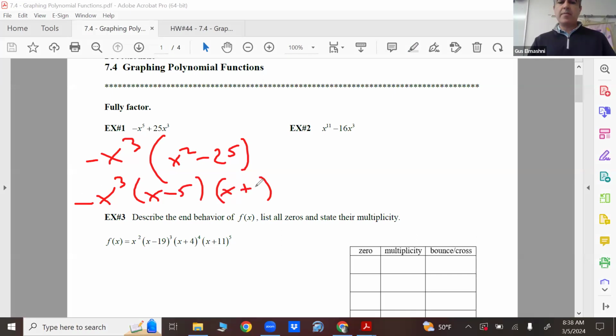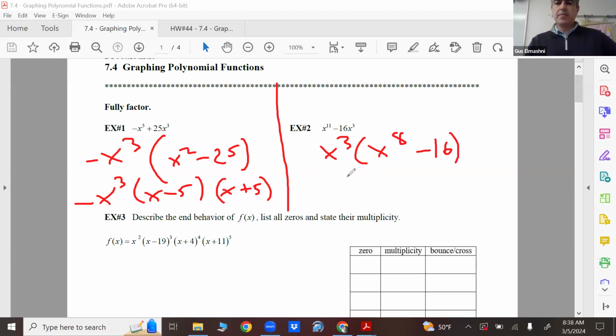x minus 5, x plus 5. And there you go. What can I factor out of here? Yep. And that's the difference of two squares.